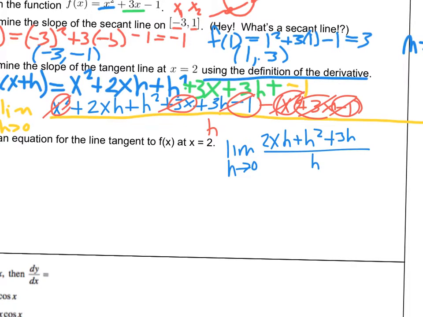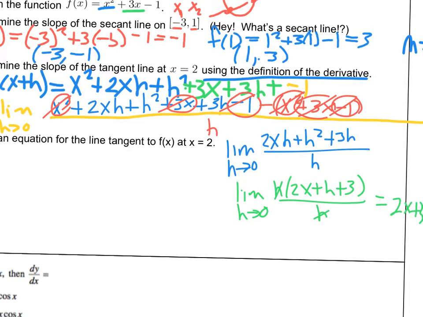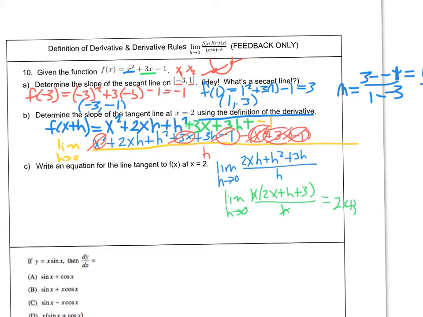I've seen a number of you do this different ways. One option would be to factor out an h, and that's totally fine. And you get h times 2x plus h plus 3 over h. Those reduce, and you're left with 2x plus h plus 3. When you plug h equals 0 in, you get 2x plus 3. So if we have something that is f of x, f prime of x is going to be 2x plus 3.